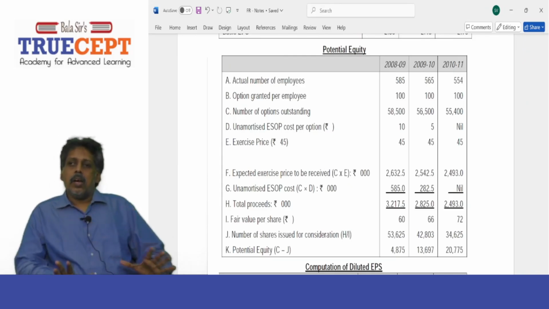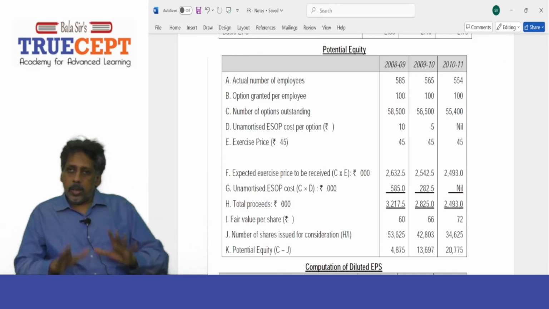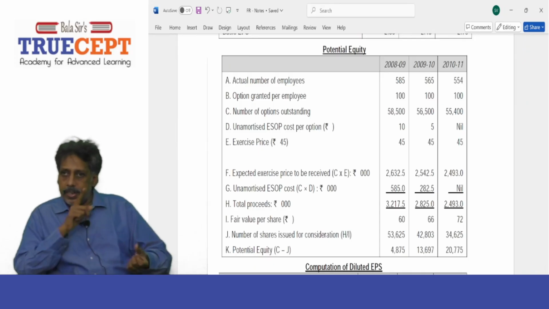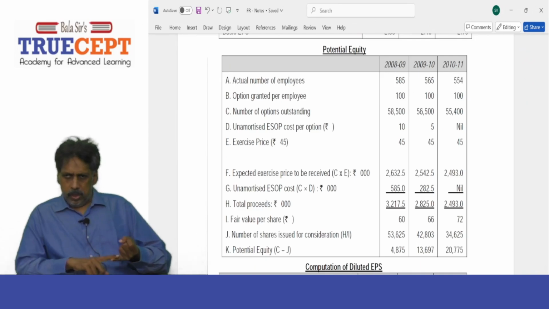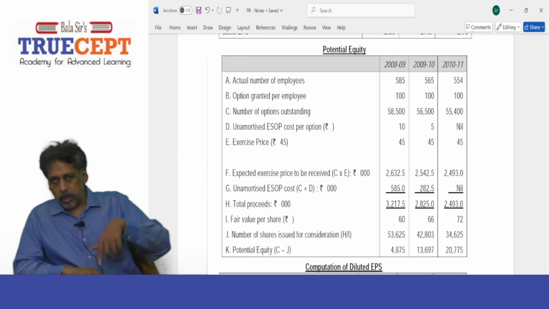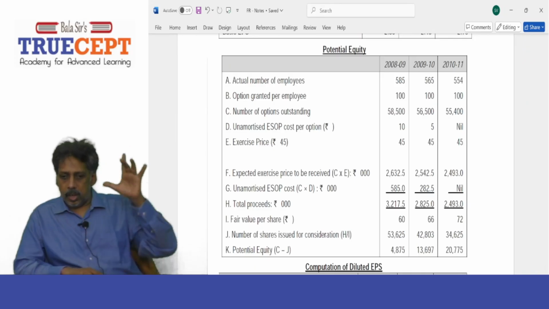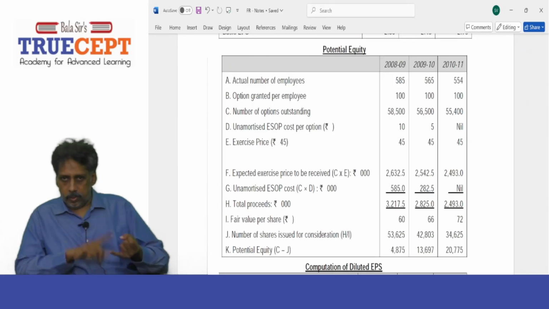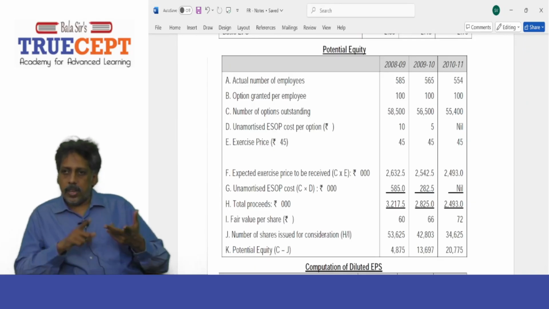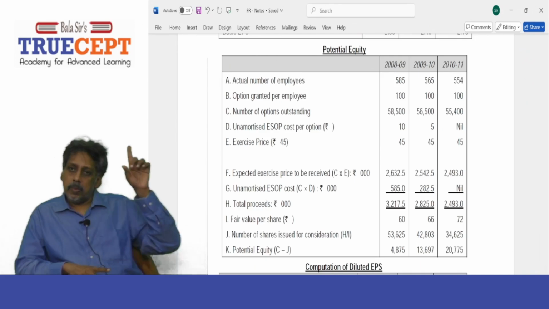Actual number of employees. The actual number of employees at the end of the first year is 585, that is 600 minus 15 left. For year 2, it is 600 minus 15 and 20, so 565. Third year, no problem, it will be 554 employees, right? And then the next line. Options granted per employee. Very simple, 100 options each. That is 58,500 will be the total options, then 56,500, and then 55,400. That means what?